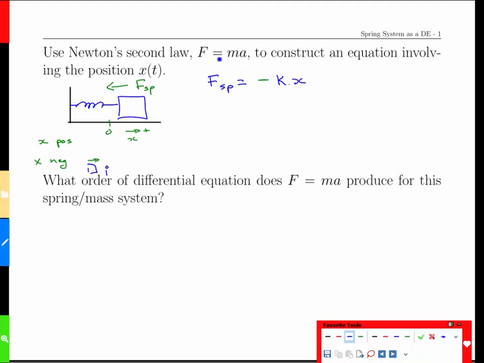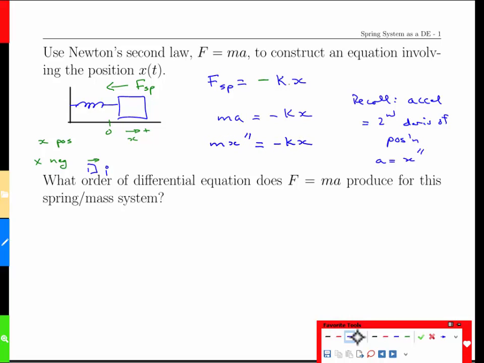And since that's the only force being applied, we can quickly get to ma is equal to negative kx. Now that's not quite a differential equation yet. We don't see any derivatives, but of course, if we recall that the acceleration is equal to the second derivative of our position with respect to time, then that's the same thing as replacing a with x double prime. So m x double prime is equal to negative kx. That is a wonderful differential equation.